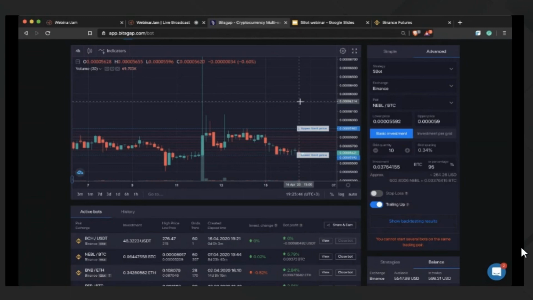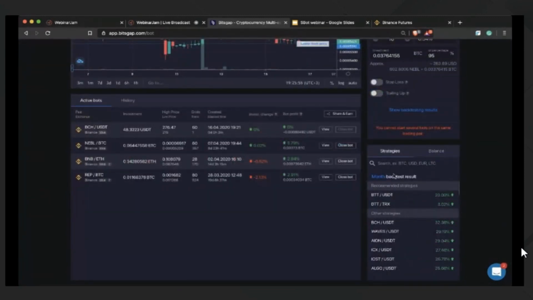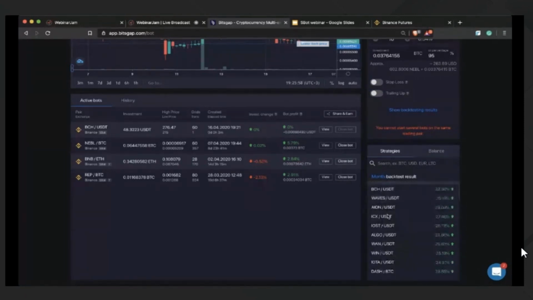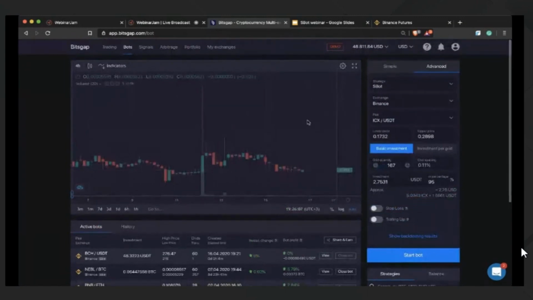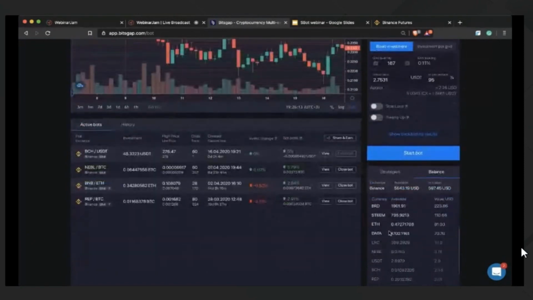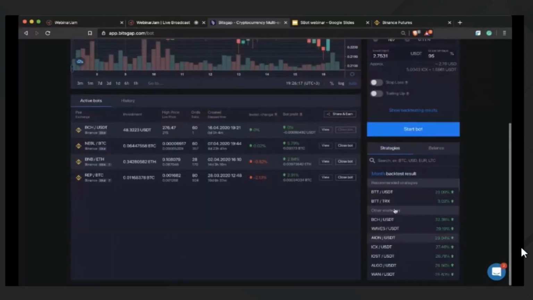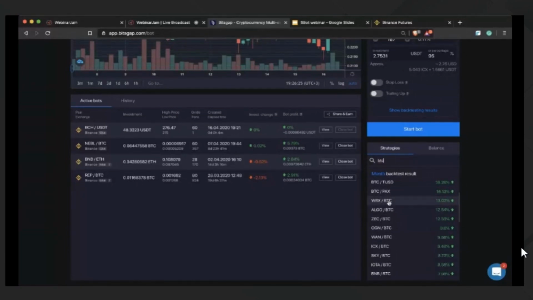So yeah, I can see that there are some questions regarding the investment limits. Here you have to understand that you can adjust it. Let's say I go to the strategies. These are recommended strategies. Let's say ICX trading to USDT. Currently, I actually don't have any USDT on my balance, so maybe I should choose something else. Let's say maybe BTC. Okay, this one.